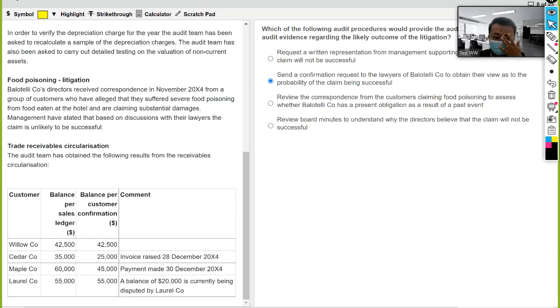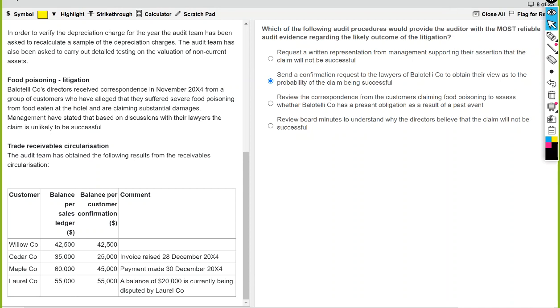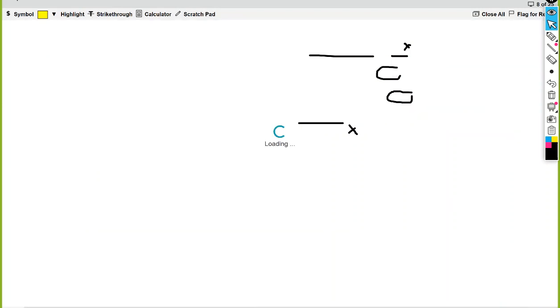Paulo Telecost director received correspondence in November. A customer suffered food poisoning. Now, which of the following audit procedures would provide the auditor the most reliable evidence? Written representation from management, no. Management is internal. Board minutes are also internal. Compare customer and lawyer. Of course, the lawyer gives you the most reliable one. This one is very certain. Okay, move on.